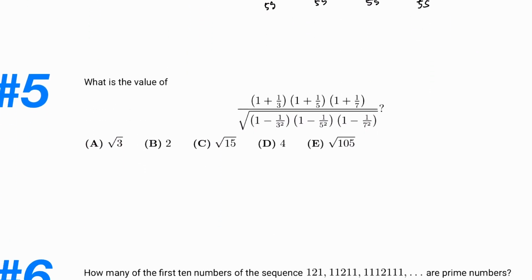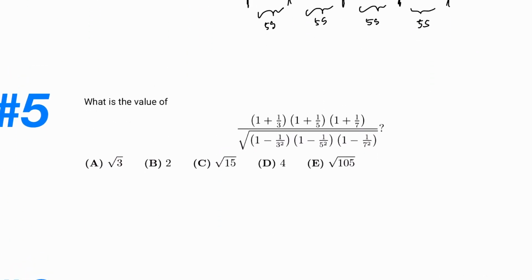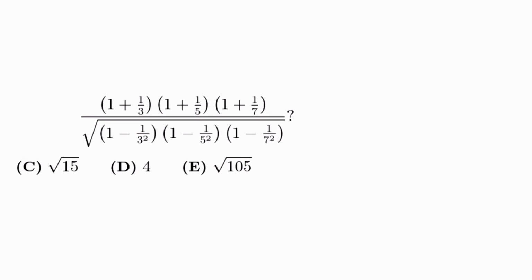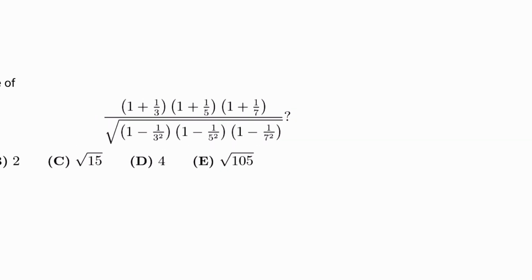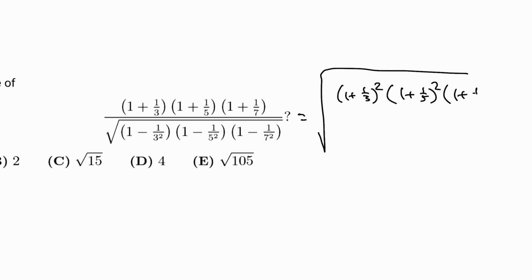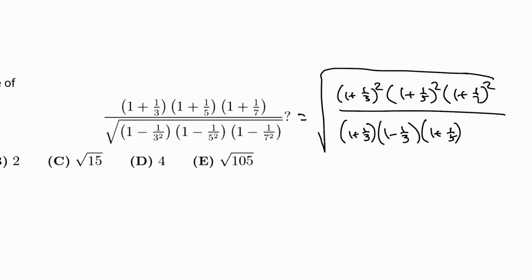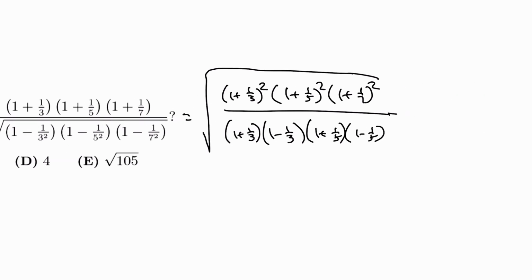Cool, number 5. It asks, what is the value of that expression? Kind of annoying, but first of all, it's kind of hard to factor this out of the square root. So let's just put everything in the square root. 1 plus 1/3 squared, 1 plus 1/5 squared, 1 plus 1/7 squared. At the bottom, we can factor by a difference of squares. That becomes 1 plus 1/3 times 1 minus 1/3, 1 plus 1/5 times 1 minus 1/5, and 1 plus 1/7 times 1 minus 1/7.